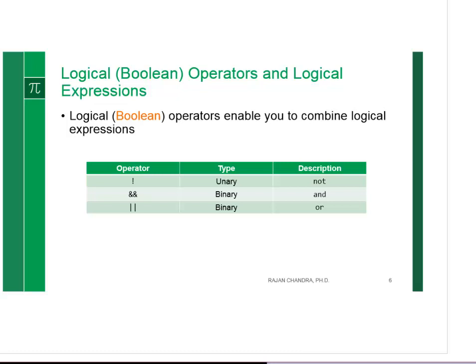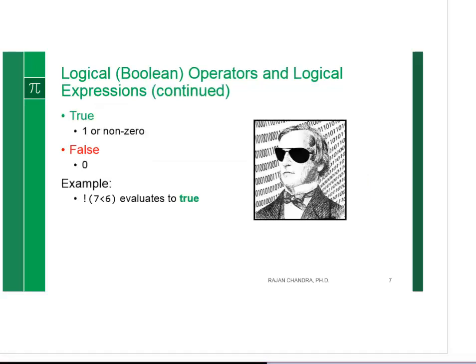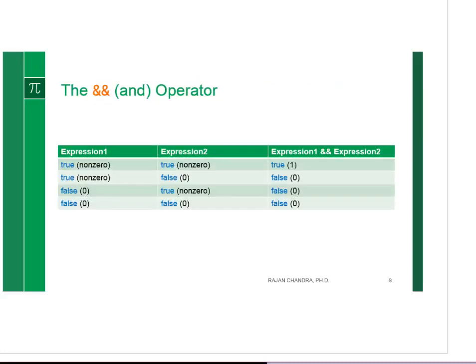So there are 3 logical operators. One is not, the second one is and, the third one is or. The not operator operates on one variable, that's why it is called unary, whereas and and or are binary operators. And as I said before, true is 1, false is 0. And here is a truth table for and or. And is true when both of them are true. Or is true if at least one of them is true.